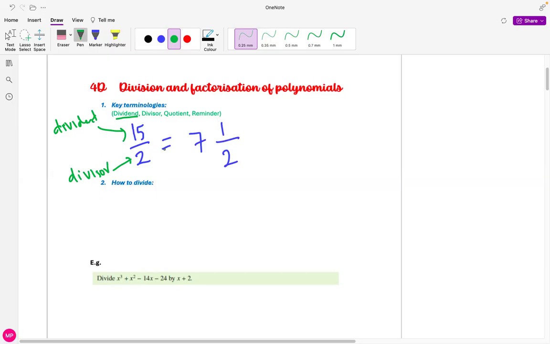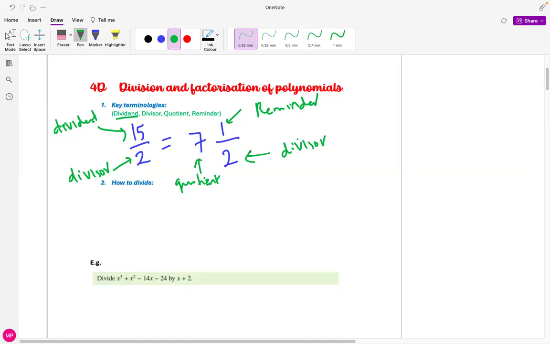Now 15 going into 2 is 7 times, so 7 is the result, which we call the quotient. And the number 1 here is the remainder. 15 goes into 2 seven times, remainder 1. That's called the remainder. And the number 2 here, which is the denominator, we call the divisor.